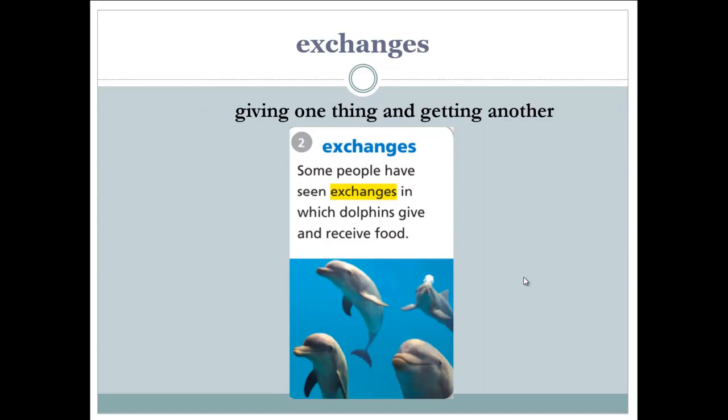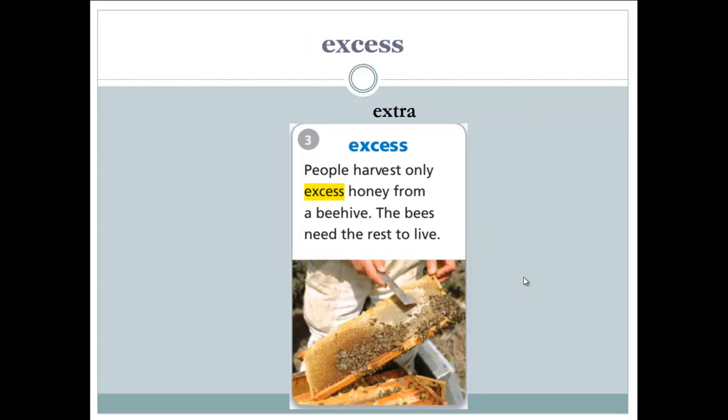exchanges. Exchanges is giving one thing and getting another. For example, some people have seen exchanges in which dolphins give and receive food, giving food and receiving food. So exchanges is to give one thing and to get another. Great. The next word, excess.